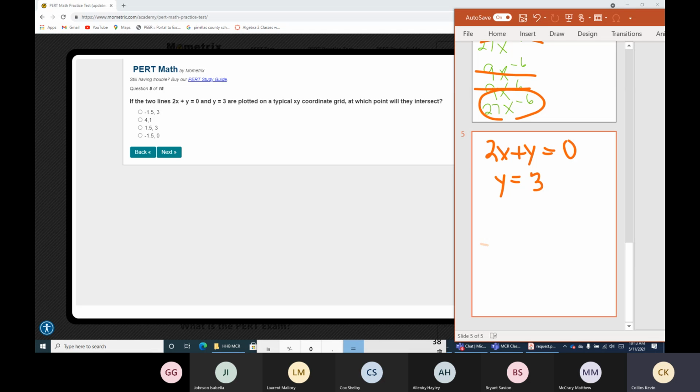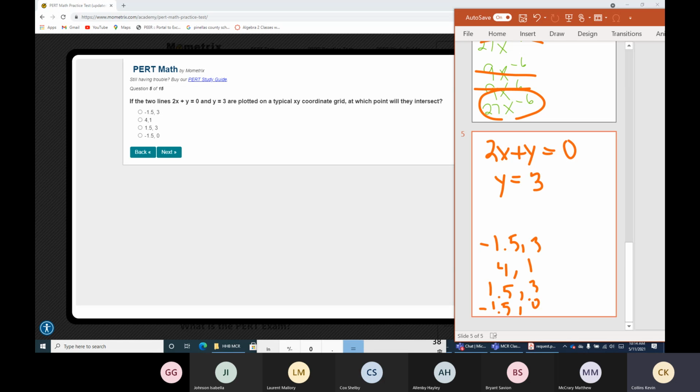So we've got minus 1.5 and 3. We've got 4 and 1. We've got 1.5 and 3. And then finally we've got minus 1.5 and 0. Okay, so here's the thing. The one says y equals 3. So y is some constant number, and that constant number happens to be, you guessed it, 3. So y is always the second in our ordered pairs, right?